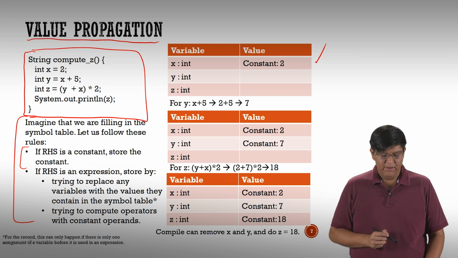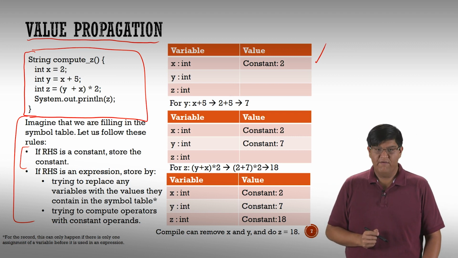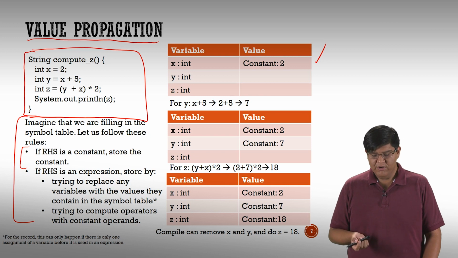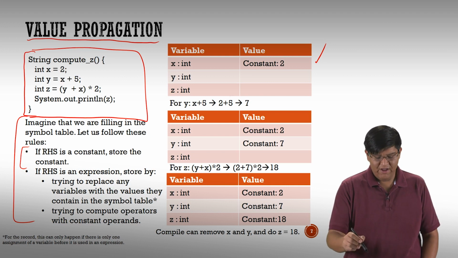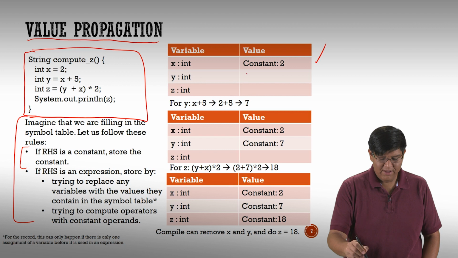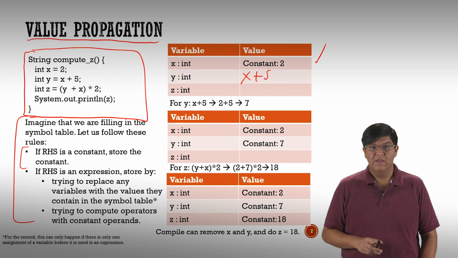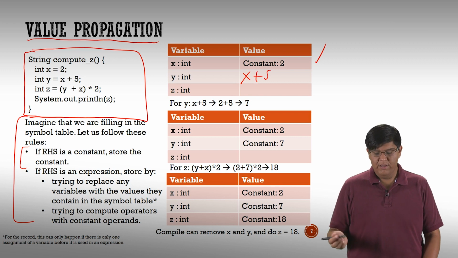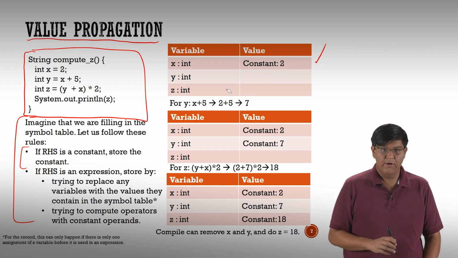Then I go back and look at my next line. So y equals x plus 5. And I could try to store x plus 5 over here, something like that. Or I could store the expression, and that's typically what a compiler does. But for this optimization technique, we want to do a little bit better.